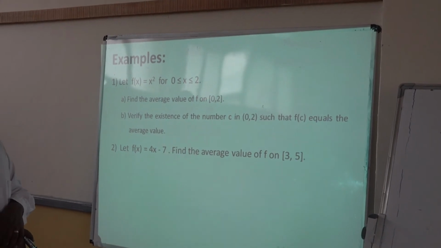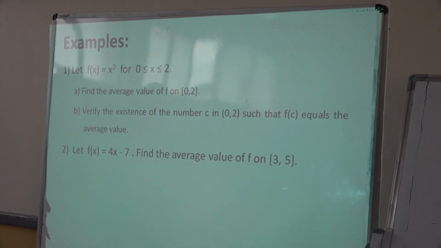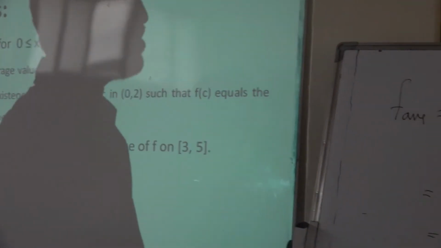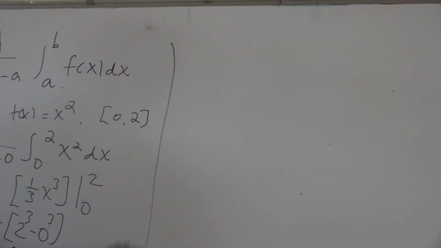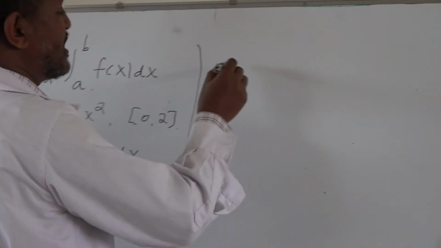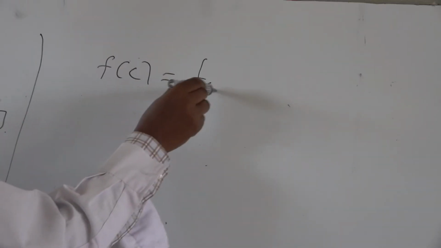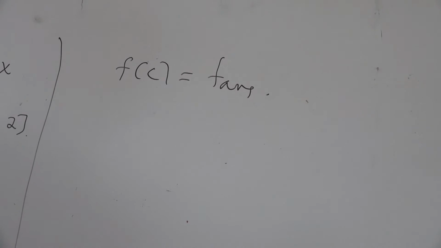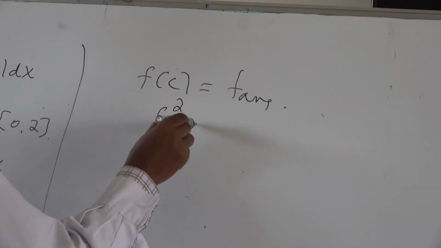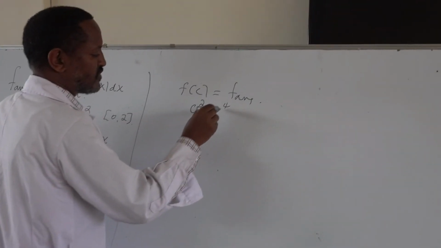And the second part of this question says, verify the existence of the number c in the interval 0, 2 such that f of c equals the average value. Now, find the number c whose existence is guaranteed by the mean value theorem for integrals such that f of c equals the average value. What is f of c? f of x is x squared, therefore f of c will be c squared equals the average value, that is 4 over 3.